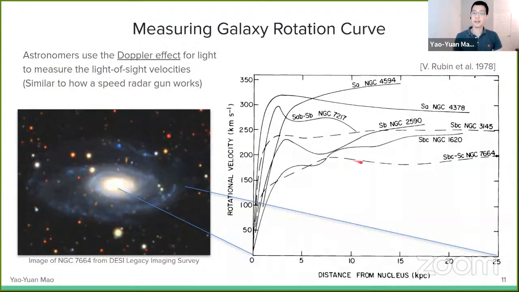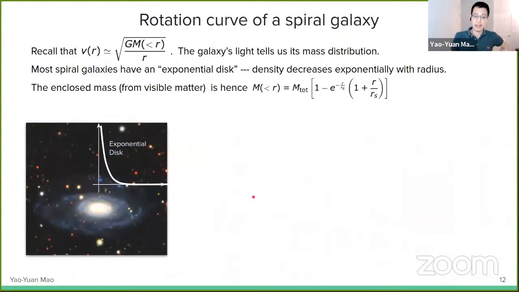So I just told you that the velocity we see here can be used to infer the mass of the galaxy. There's another way to infer the mass of a galaxy, and that is from the light. So you now have two ways to measure the mass. You can use the velocity that you just measured, or you can use the light that you see from the galaxy itself.